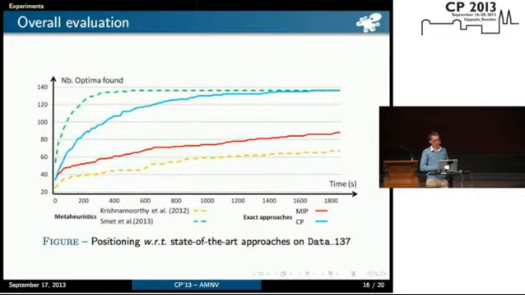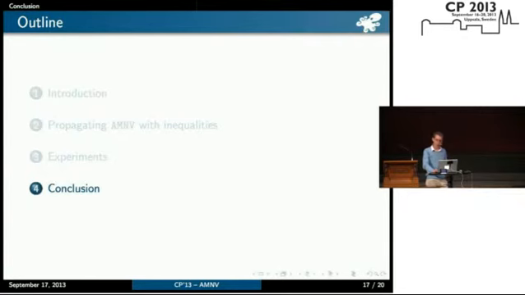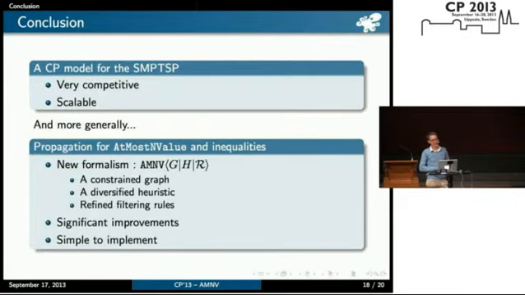And the CP approach is actually very good. We find all but one optimal solutions within the time limit of 30 minutes, and we have quite a good positioning with respect to metaheuristics. As a conclusion, we have a CP model which is very competitive in the OR community, and especially regarding scalability. Because if you think about it, algorithms that are involved are somehow quite fast.